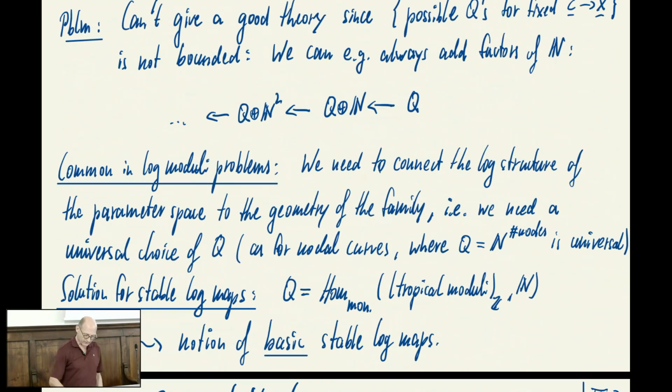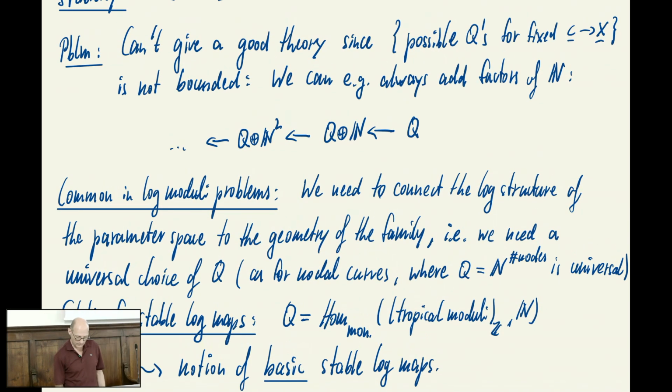And what you will get is a monoid. This is what I'm writing here, the tropical moduli. It has integral points, and I can dualize. And that is the Q that is preferred. That gives a unique choice of a Q that talks to the geometry and kind of rigidifies the problem correctly. It's also a universal choice. So any other choice is uniquely pulled back from that guy.